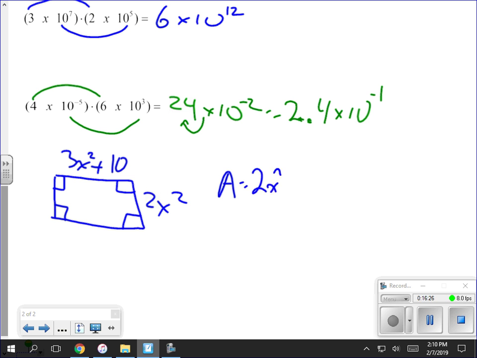So it would be 2x squared times 3x squared plus 10. That's what you need to do, but you need to simplify that, which is where the stuff we learned today comes in. But that's what you do. You take one side times the other side, right? And then you do what we did today. You have to multiply 2x squared times 3x squared. So your area would start out 2 times 3 gives me 6. X squared times x squared would be x to the 4th power, because 2 plus 2 would give you 4, right? 6x to the 4th.